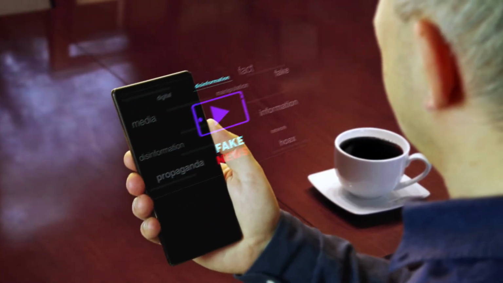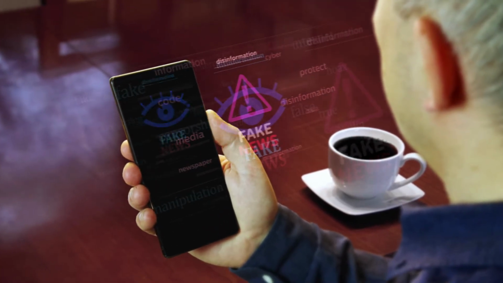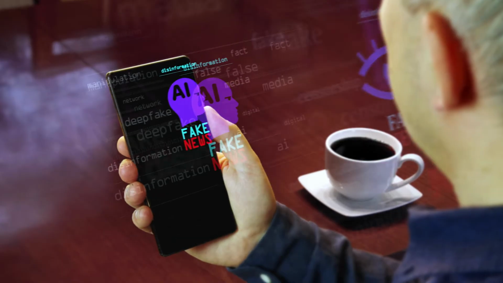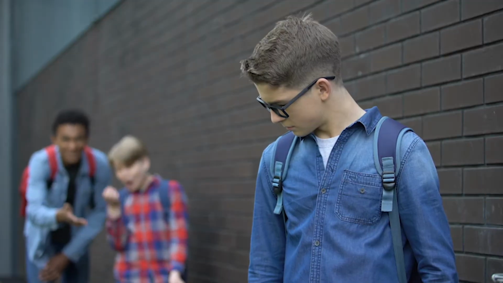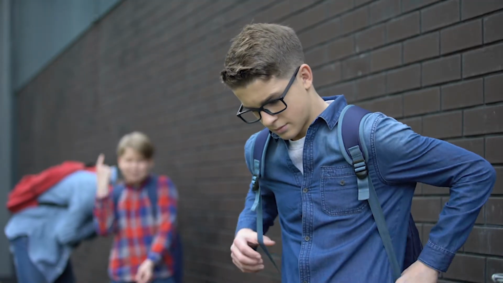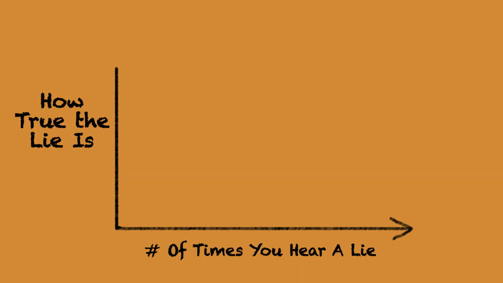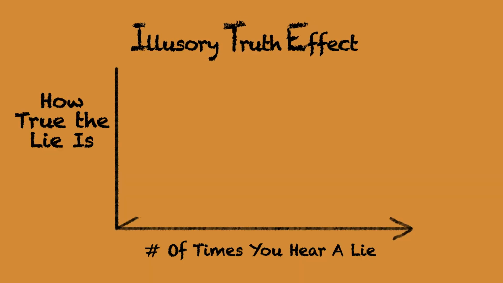Our brains also tend to believe something is true simply because we've heard it many times. But repetition doesn't make information true. For instance, we might believe a rumor about a friend just because we've heard it from multiple people. This is known as the illusory truth effect, where repeated information feels more believable, even if it's false.